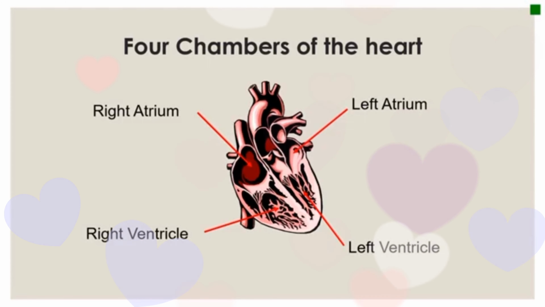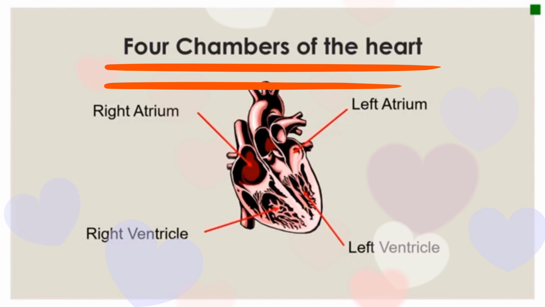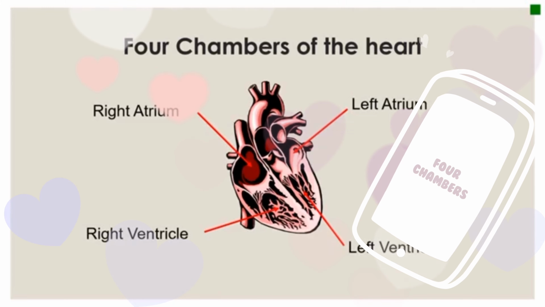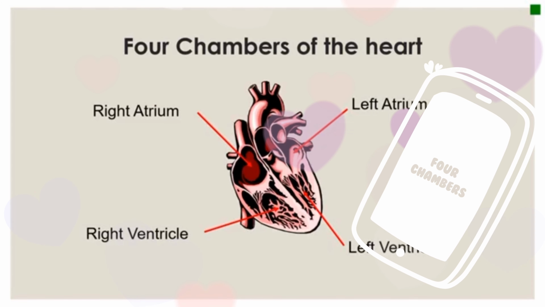How many chambers are there in a human heart? Very good. There are 4 chambers: right atrium, right ventricle, left atrium, and the left ventricle. So how many? There are 4. Don't forget.